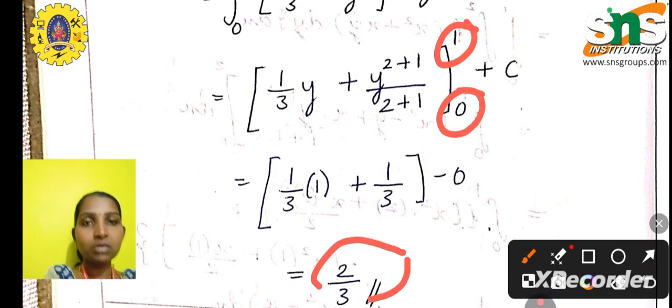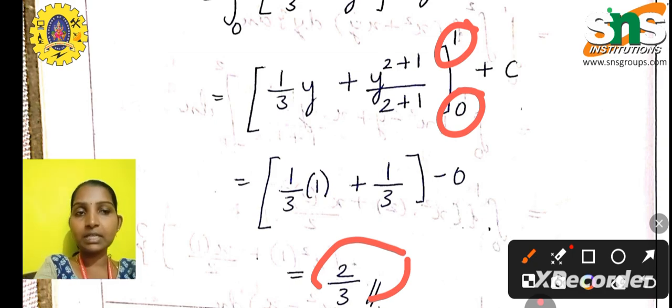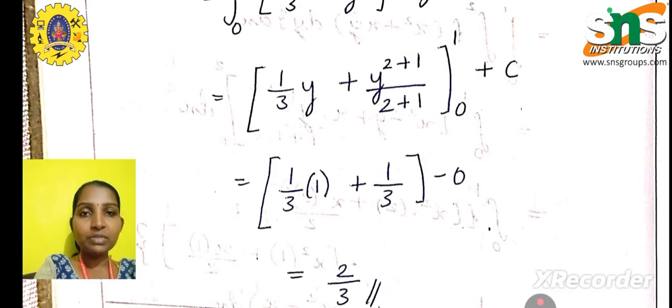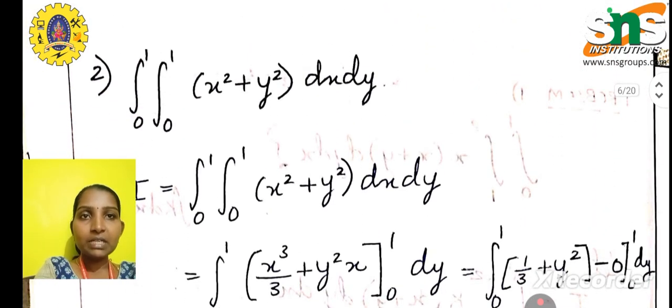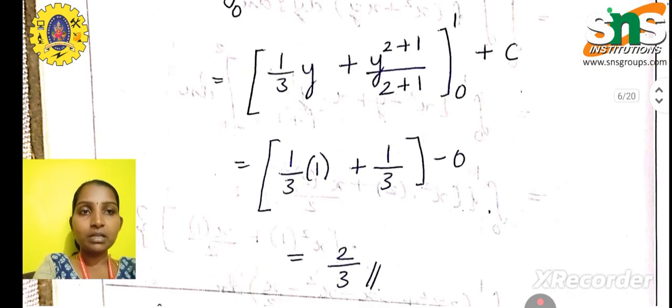Now what we have inferred, what we have as the result here, is that the area of the given curve is 2 by 3 square units. Since this is a double integral, it will correspond to an area, so it will be measured in square units. If we are considering triple integrals, it will be for volumes, and therefore it will be in cubic units.